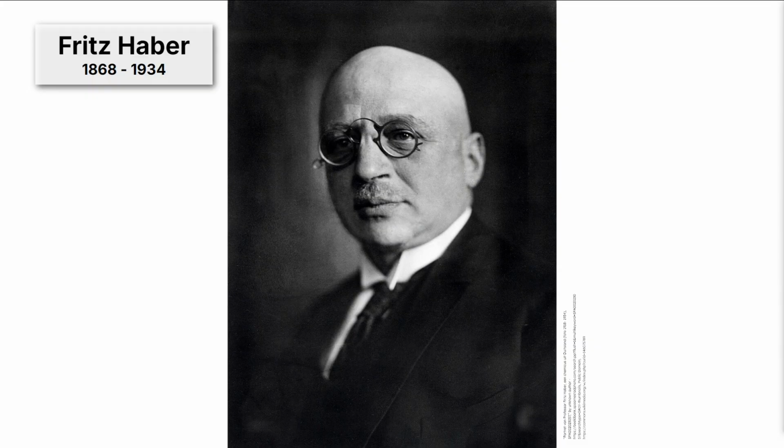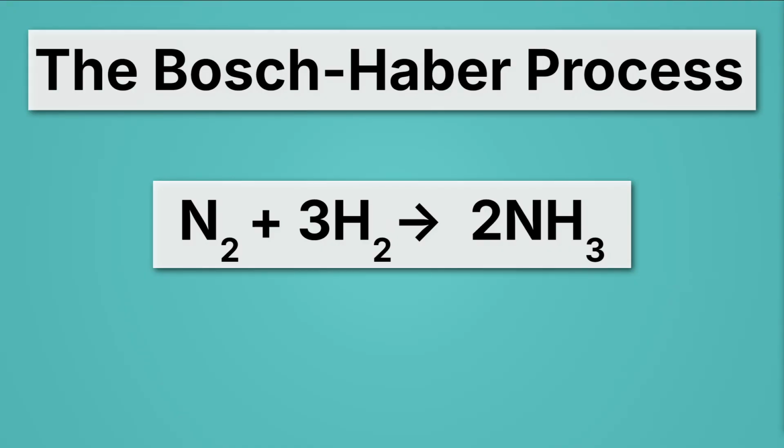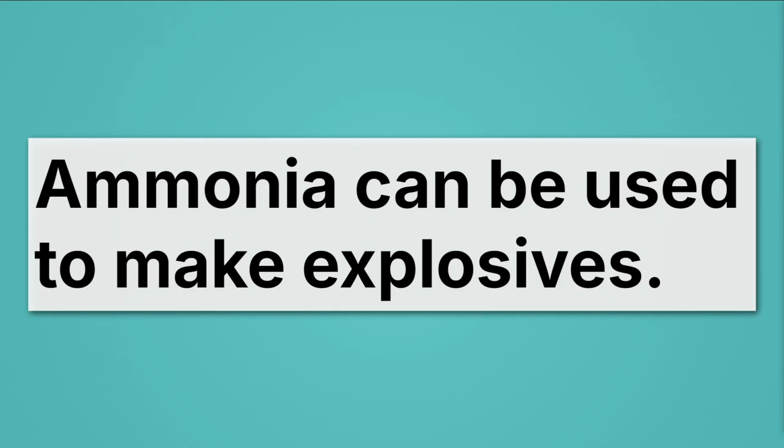We're going to start with a brief discussion of a German scientist named Fritz Haber. During World War I, he developed new chemistry to allow the Germans to make explosives. This process was called the Bosch-Haber process because it was co-developed with another scientist with the last name of Bosch. It combines nitrogen and hydrogen into NH3. The NH3 is called ammonia, and ammonia can be used to make explosives.